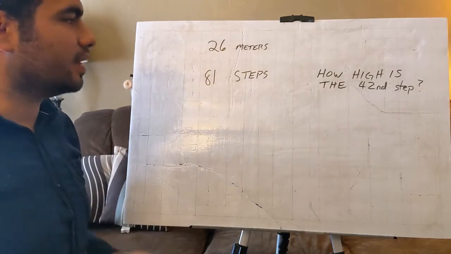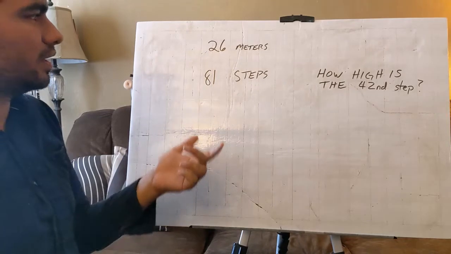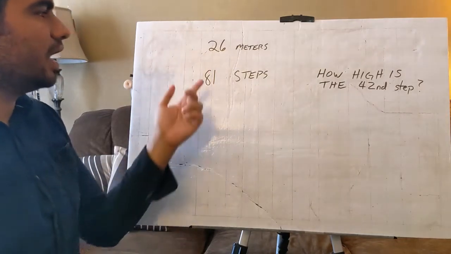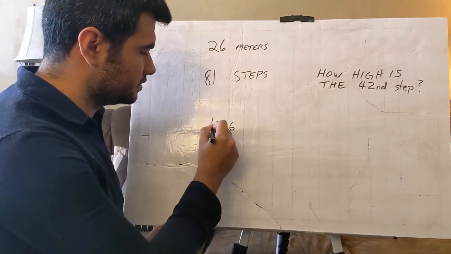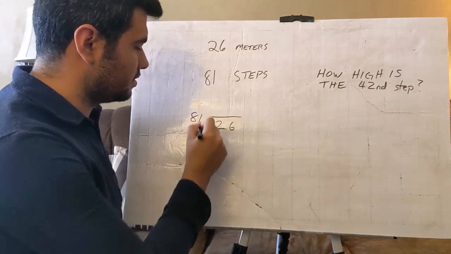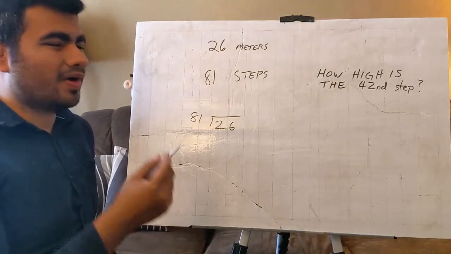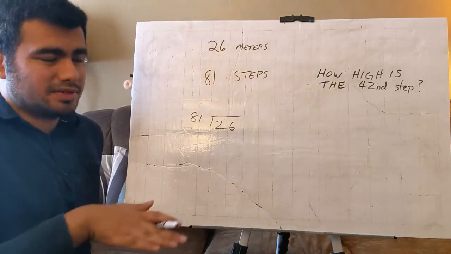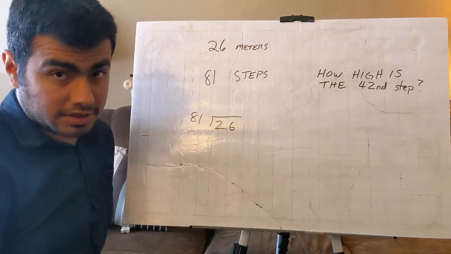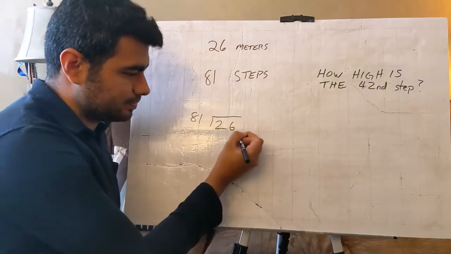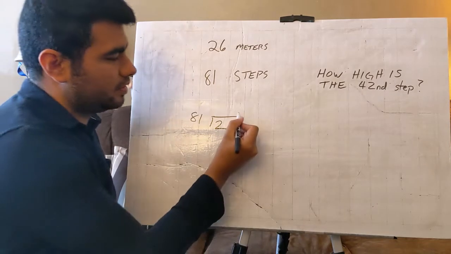So in order to figure out how much each individual step is, I'm going to be doing some division here. I'm going to divide 26 by 81. If I do this, I'm going to figure out how tall each individual step is. Now, let's see here. 81 doesn't look like it's going to go into 26 very easily. So I'm going to put a decimal here, put a 0 back there, put a decimal here.